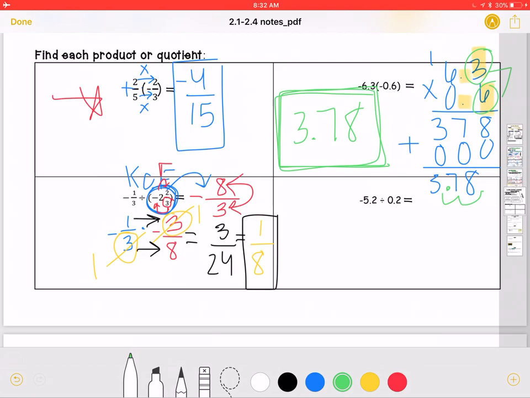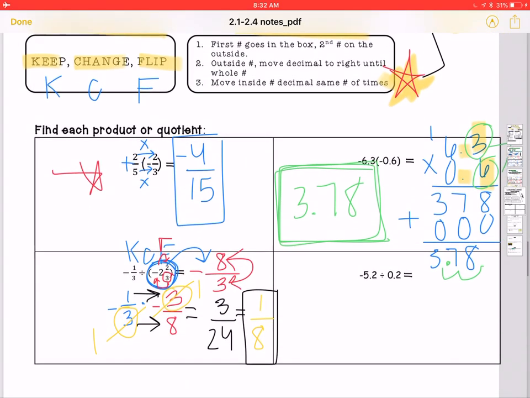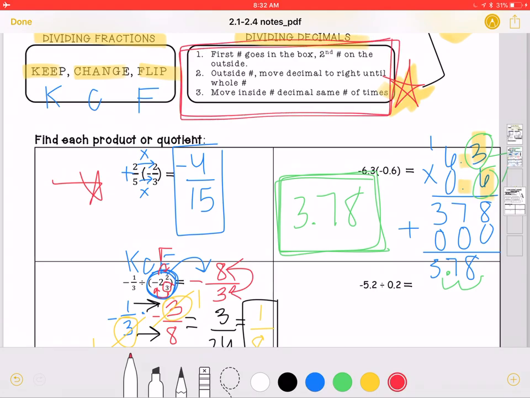All right, dividing with decimals. Let's remember how to do this. So I told you the steps up here, and you can refer to that when you need to. So my first number goes in the box. So if I'm drawing my division bar, negative 5.2 goes inside. Divided by that second number goes on the outside.